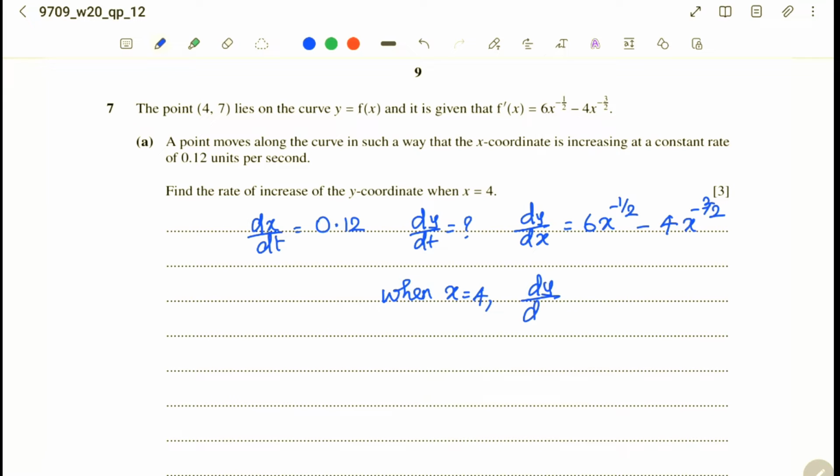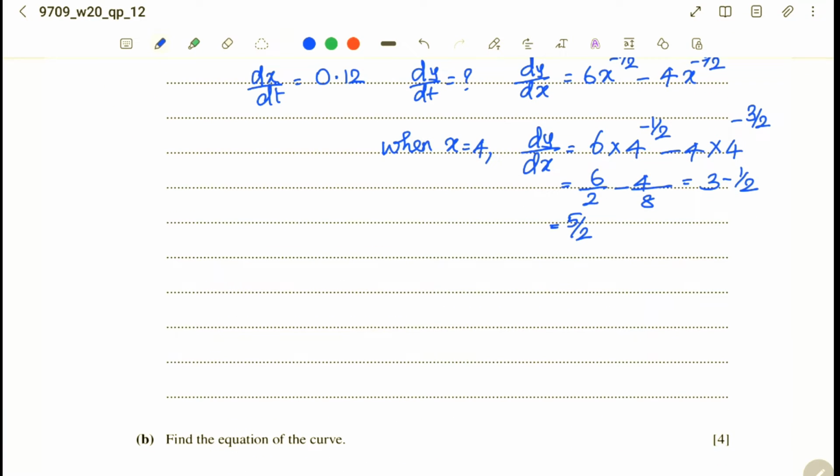dy/dx equals 6 multiplied by 4 power negative 1/2 minus 4 multiplied by 4 power negative 3/2. This is equal to 6 divided by 2 minus 4 divided by 4 multiplied by 2, which is 8. So 3 minus 1/2, which is nothing but 5/2.